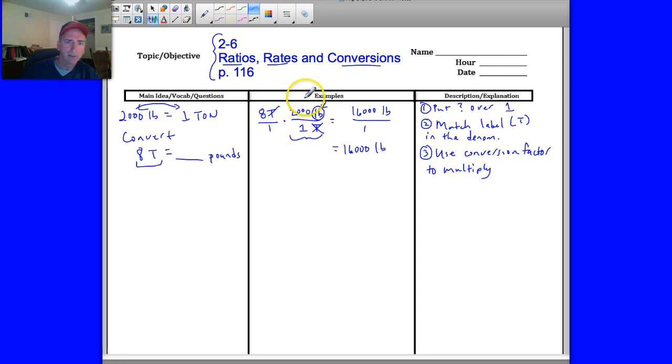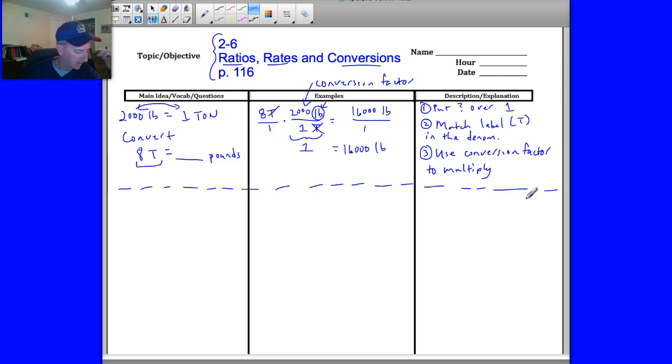All right, now this is the conversion factor. Why is that the conversion factor? Because 2,000 pounds and 1 ton is the same thing. So that's really all you're doing, is multiplying that times the number 1, okay, to get your answer.